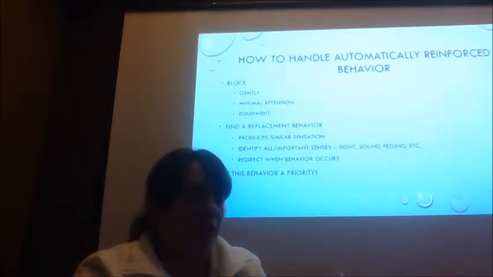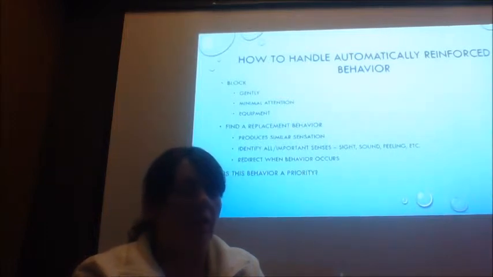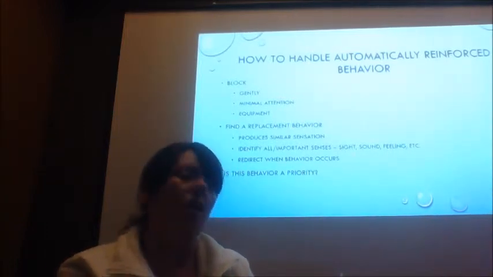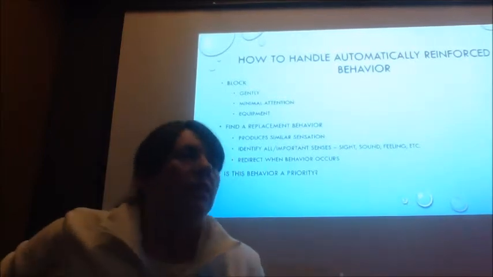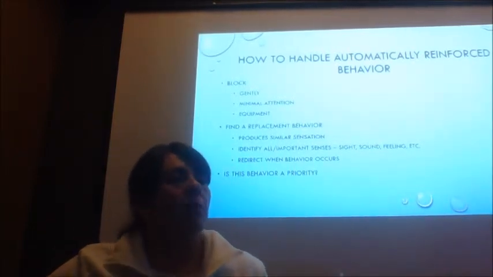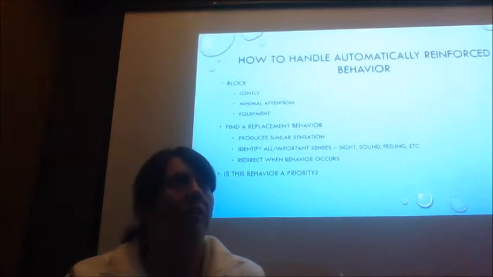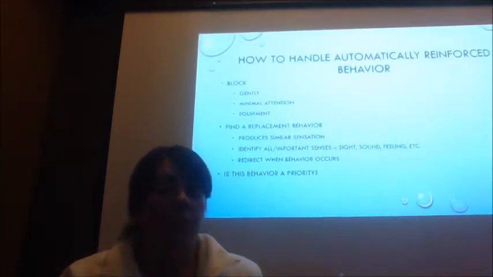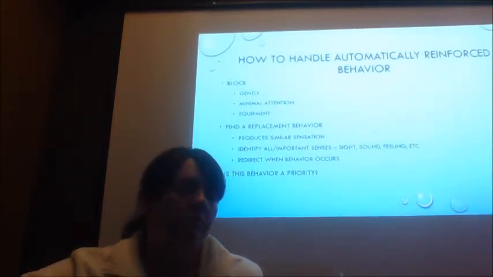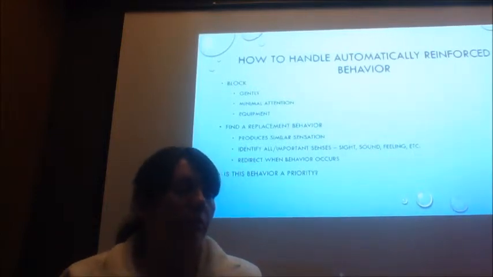And then usually what you end up asking with automatically reinforced behavior is, is the behavior a priority in the first place? Because a lot of them, like hand flapping, it's like, whatever. If it's not an impairment to their learning and it's not dangerous, it might impair social interactions, but especially if this kid has other more serious impairments and behaviors, we're not going to work on it. Because putting ourselves in a position where we're always trying to block something that a kid is doing constantly gets really, really, really hard.